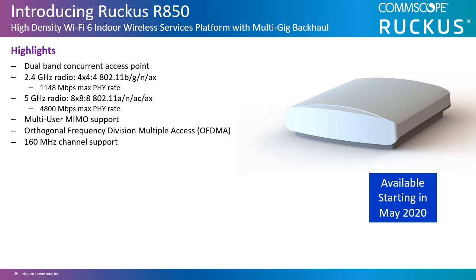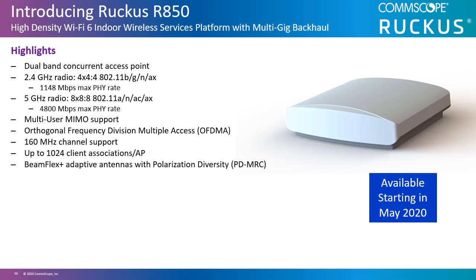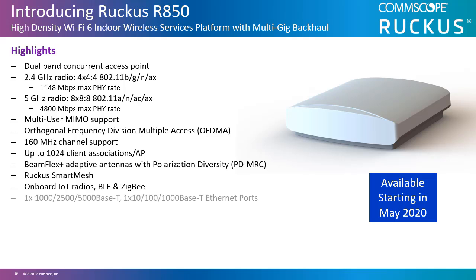It has 160 MHz channel support and supports up to 1,024 client associations per AP, and uses the Ruckus technologies such as BeamFlex Plus adaptive antenna with polarization diversity, which is PD-MRC. It employs Ruckus SmartMesh. It has onboard IoT radios, BLE and Zigbee, and can support future wireless technologies. It has two Ethernet ports: one that supports 2.5 or 5 gigabit Ethernet and one that supports 1 gigabit Ethernet.